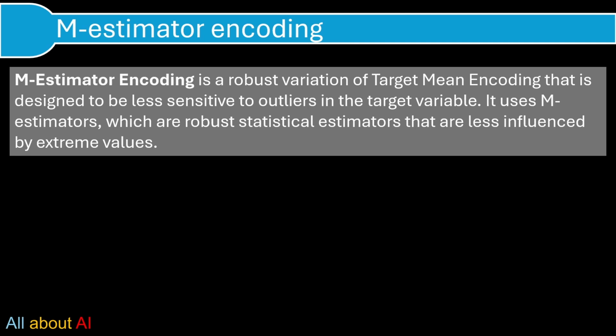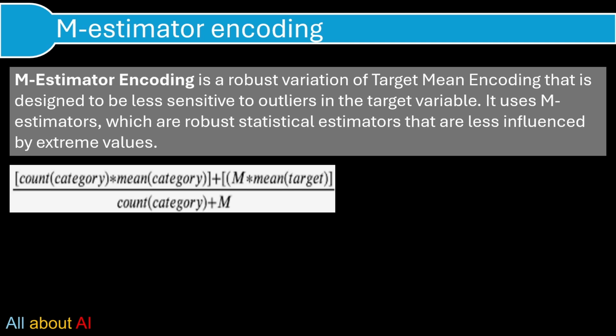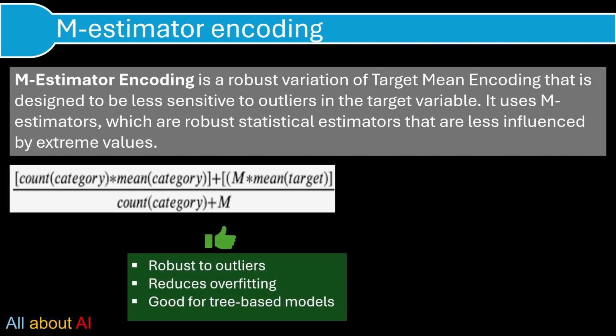This is how the formula looks. We need to get the count and mean of each category, and the mean of the overall target across all categories. M is the smoothing parameter.